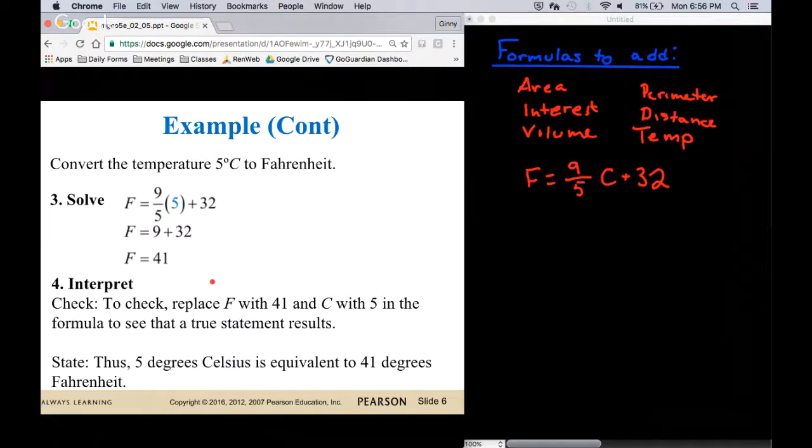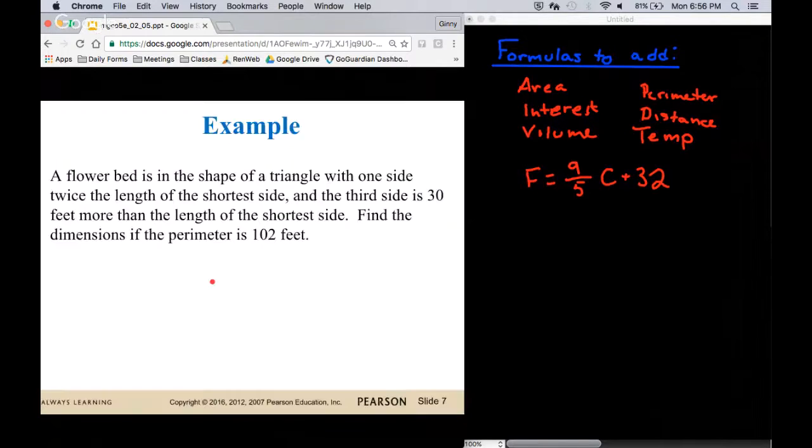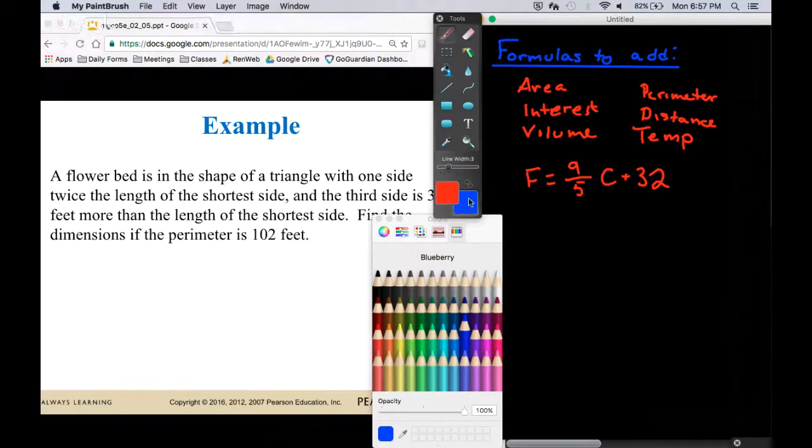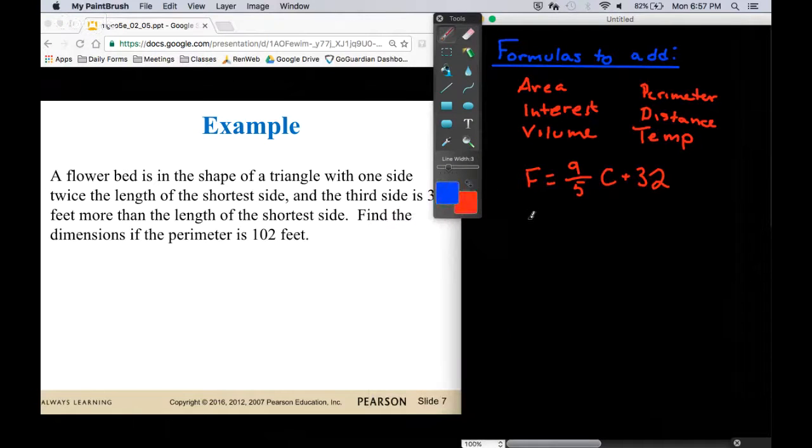And with word problems, like we talked about in the lesson before this, make sure you figure out what they're actually asking, and make sure you answer the question they're really asking you. Okay, a flower bed is in the shape of a triangle, with one side twice the length of the shortest side, and the third side is 30 feet more than the length of the shortest side. And the perimeter is going to be 120 feet. So what you're looking at in that situation, okay, so your shortest side is going to be your x. All right, perimeter is going to be side plus side plus side.